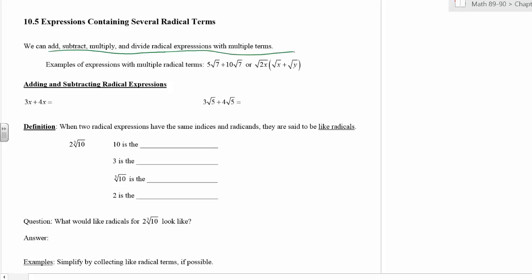Examples of expressions with multiple radical terms could be something like 5 square roots of 7 plus 10 square roots of 7, or the square root of 2x times the square root of x plus the square root of y. So we can really pull back to what we know well, which is polynomials.